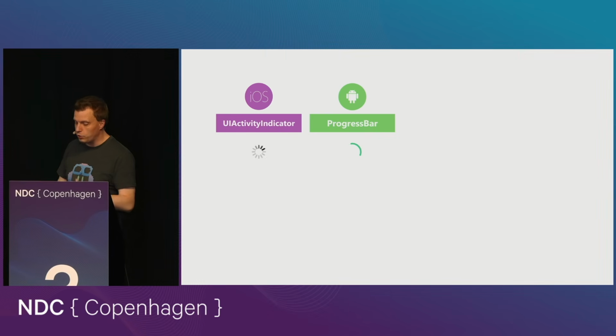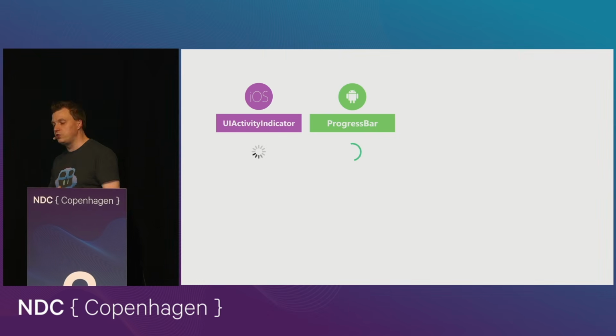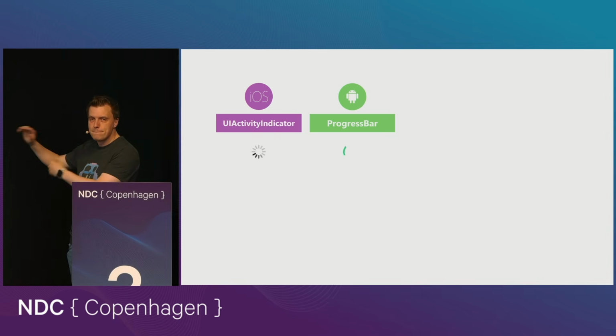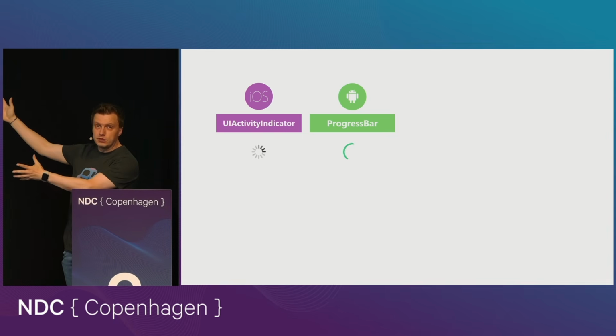So very simply put, on iOS you have a UI activity indicator, on Android you have a progress bar. Thank you, Android. That's not a bar, it's a circle.